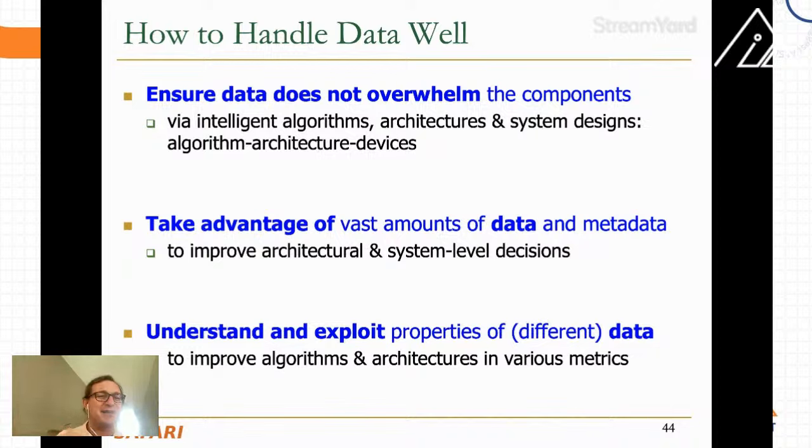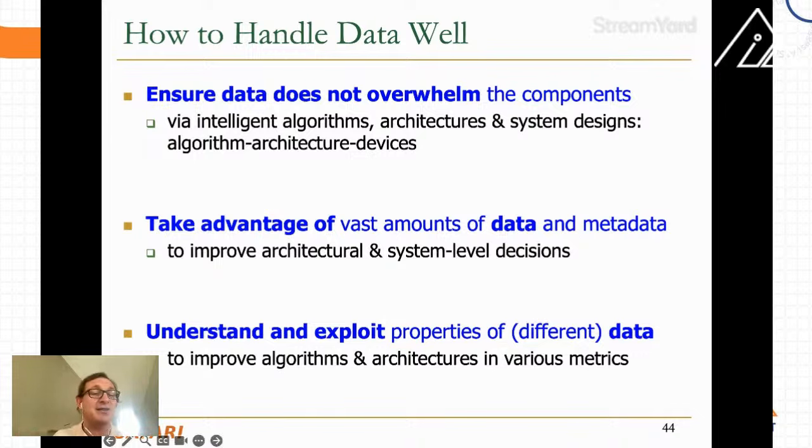I think there's a three-step recipe over here. I'm not going to talk about the second one and third one, except I will mention them briefly right now. They're also very important, but this talk is going to focus especially on the first one. Basically, when we design our systems, I think we should ensure data does not overwhelm the components. We need to design a balanced system. This requires us to rethink our algorithms, architectures, and system designs, and co-design algorithm, architecture, and devices to be much more intelligent. We're going to focus a lot on that.